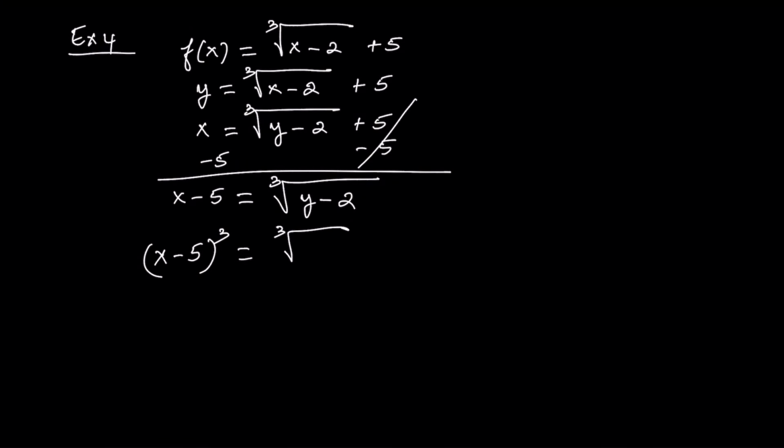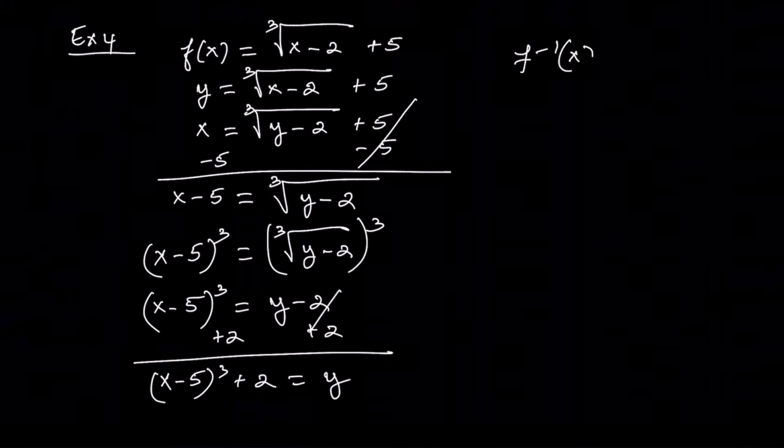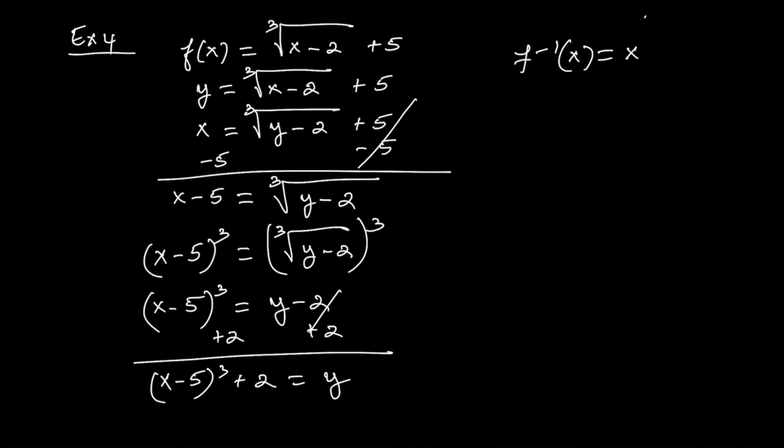So we get (x - 5) to the third power equals the cube root of (y - 2) to the third power. On the right side, the cube and the cube root cancel each other out. That leaves us with (x - 5) to the third power = y - 2. We are almost done. Now add 2 to both sides. (x - 5) to the third power + 2 = y. Final step, write the inverse function. The inverse function is f inverse of x = (x - 5) to the third power + 2. And that is the final answer.